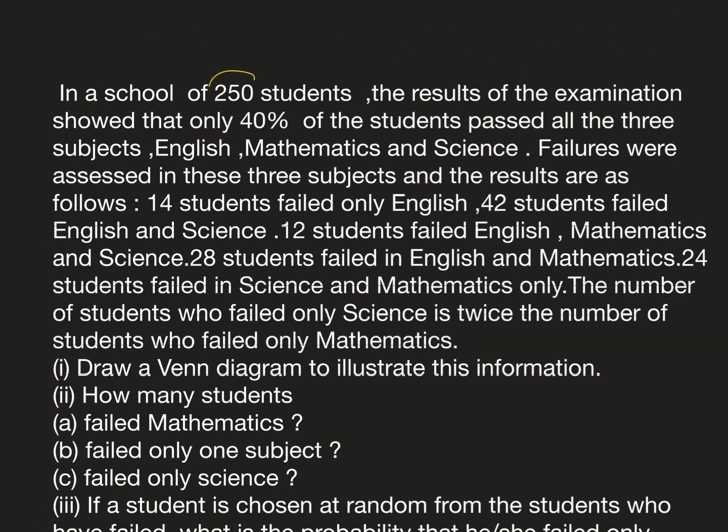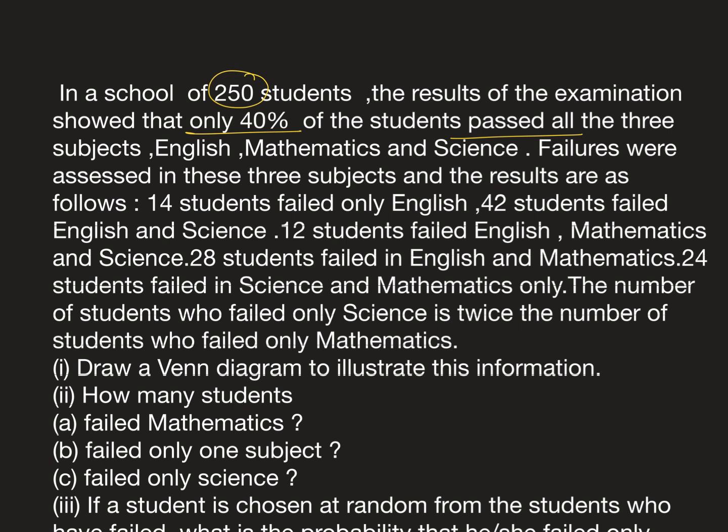It says in a school of 250 students, the results of the examination showed that only 40% of the students passed all the three subjects. Well, this set problem is quite different from the previous set problems that we have encountered, for the fact that we are dealing with students who have passed and students who have failed. We are given 250 students, but out of these 250 students, only 40% passed the examination. So which means the rest have failed the examination.